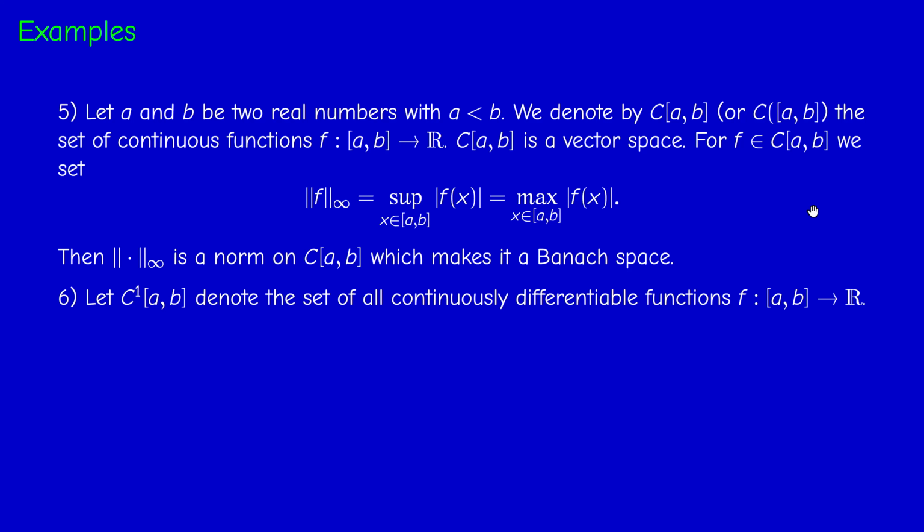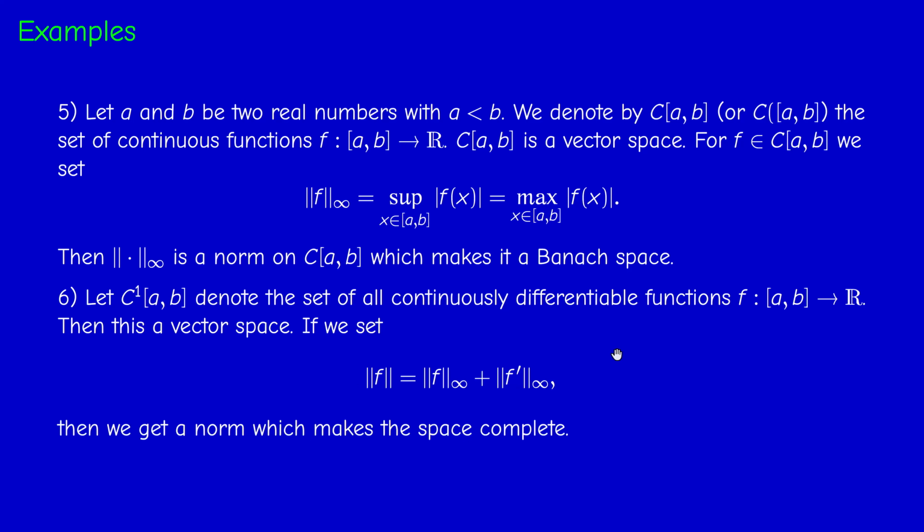C^1([a,b]) usually denotes the set of continuously differentiable functions f from [a,b] to R. So each element in C^1 has a continuous derivative. Once again, this is a vector space. And if we take the maximum of the absolute value of f plus the maximum of the absolute value of f prime, so we apply this to f and f prime and do the sum, then we get a norm. And this norm makes the space complete.